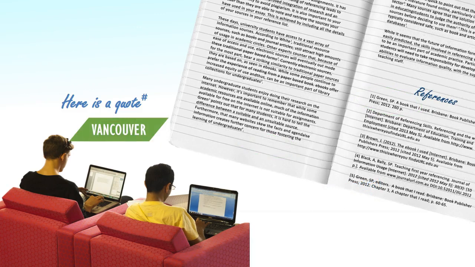The Vancouver system works by the same general principle, but instead uses a number in the text of your essay to identify the full reference in the reference list. The reference list reflects the order in which the sources were cited in your essay.